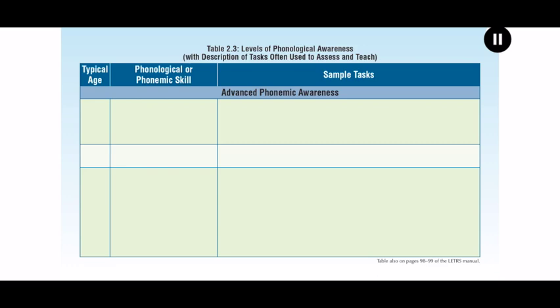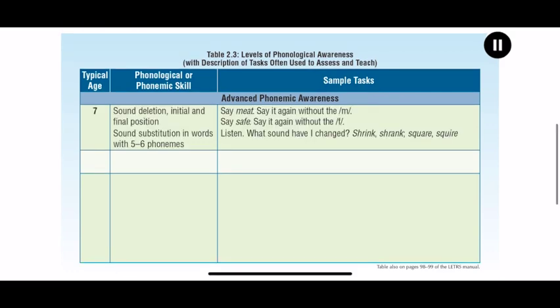As children achieve advanced phonemic awareness, they can play games like speaking in Pig Latin that require excellent awareness and quick manipulation of phonemes. This fast, automatic mental manipulation supports word recognition skills and the development of a strong sight vocabulary. By age 7, 2nd grade, most children can delete initial or final sounds from words. For instance, saying meat without the initial consonant sound m. They can also substitute sounds in words with 5 to 6 phonemes. For example, changing shrink to shrank or pocket to locket.